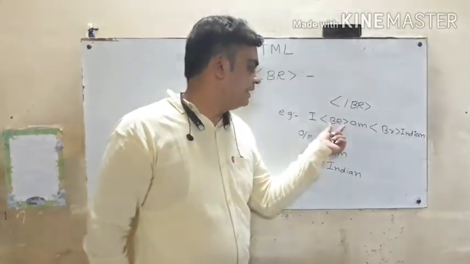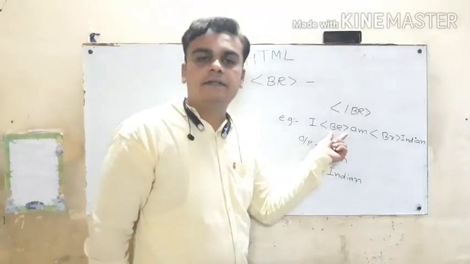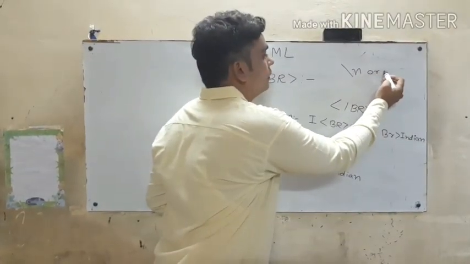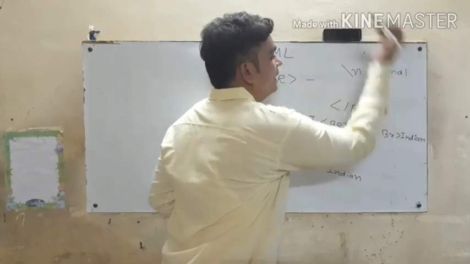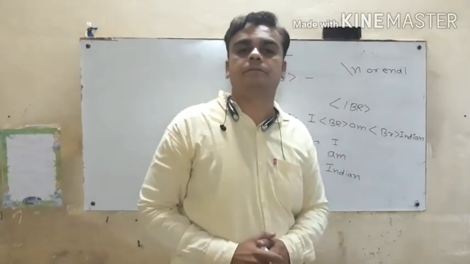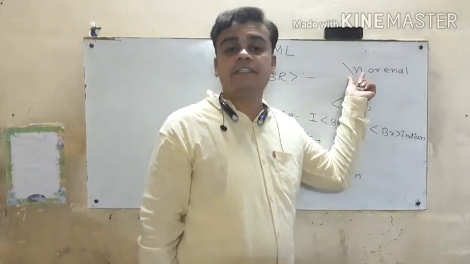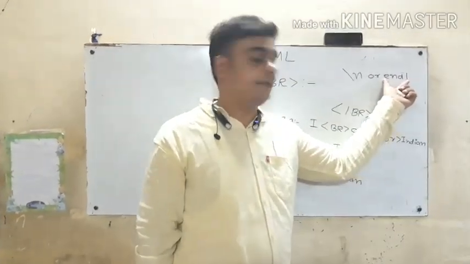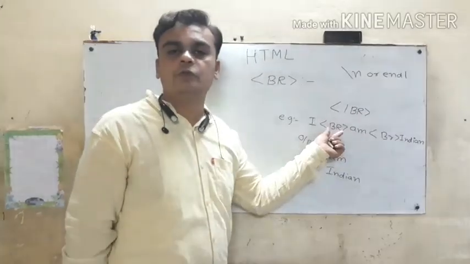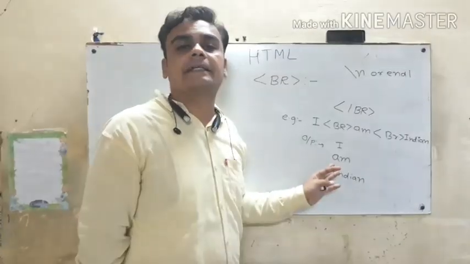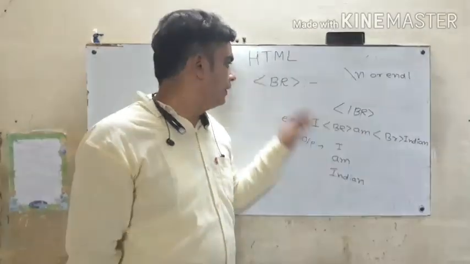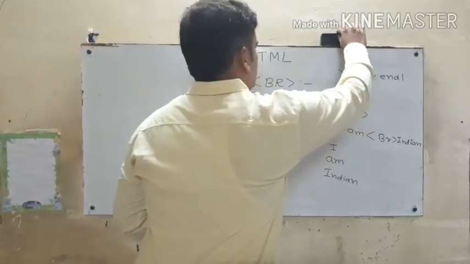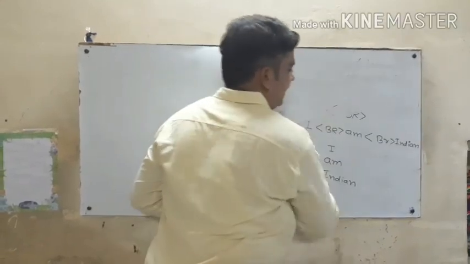Or you can also say that the working of BR is equivalent to \n or the endl statement in C++. Generally \n represents a new line, and endl also represents a new line character. In the same way, BR is also used to move the text to the next line. So these are the points we have to cover in the BR tag. Now we move to the next tag.